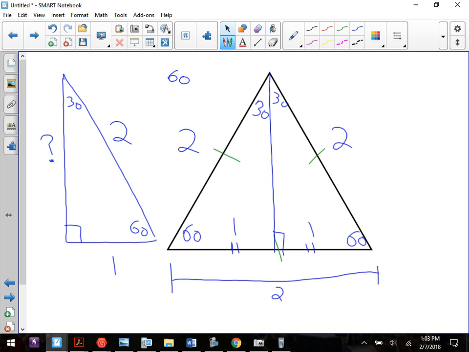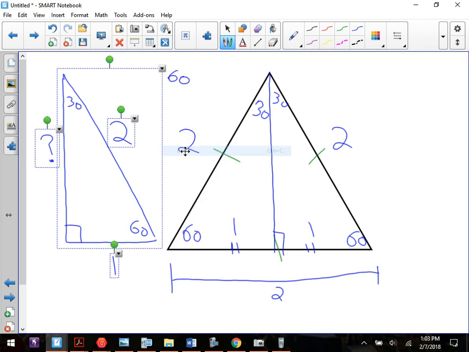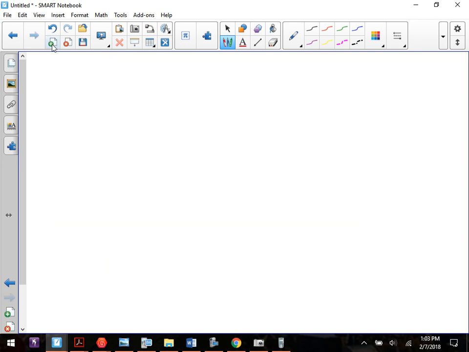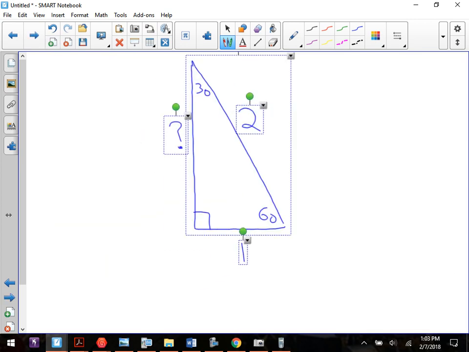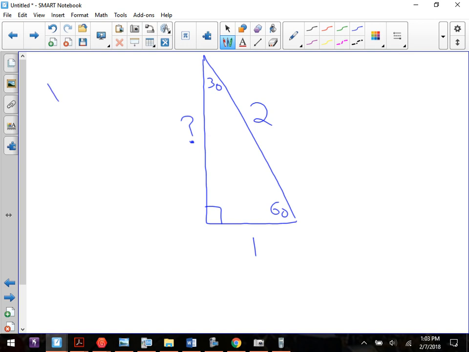I used Pythagorean theorem to find that side length. Now, is that missing side length a hypotenuse or a leg? It's a leg. Good. So let me move this to a separate one real quick. So I'd have something squared plus 1 squared is 2 squared. What's 1 squared? What's 2 squared?